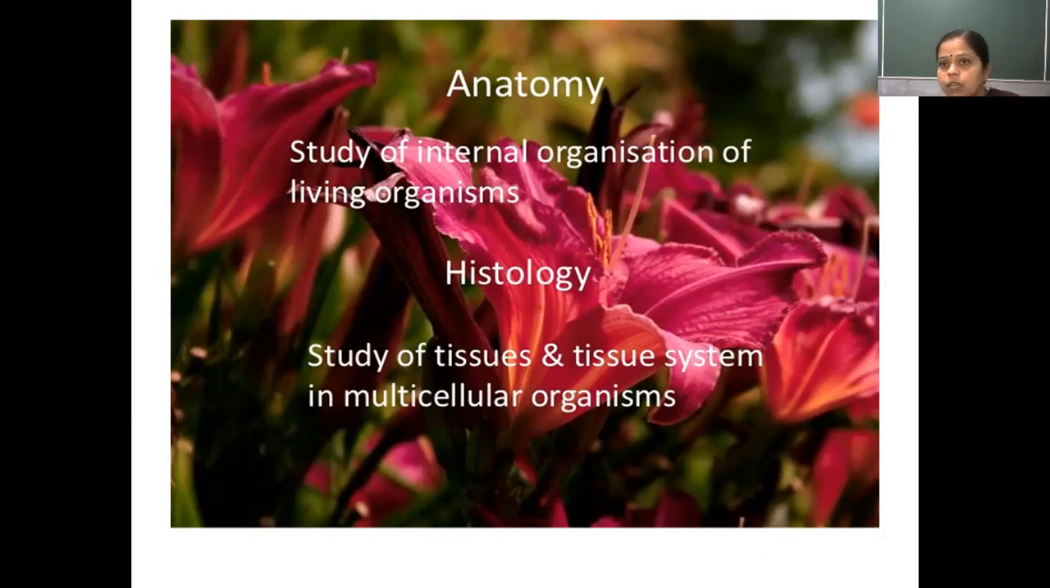So the branch of biology which deals with the study of tissue and tissue systems inside living organisms, especially which living organisms here? Multicellular organisms, which are made up of more than one cell. Then only the tissue will come. Next, anatomy and histology are the main branches of biology that we are going to study in this chapter. In this chapter, we are mainly concentrating on the anatomy and study of tissues of plants only, especially the flowering plants, that is nothing but angiosperms.